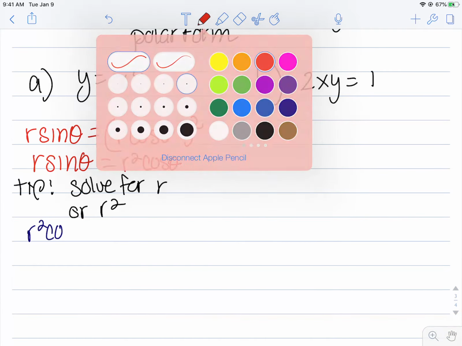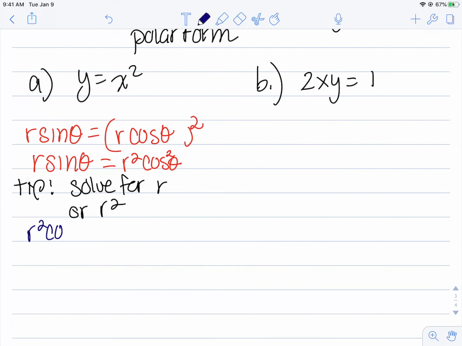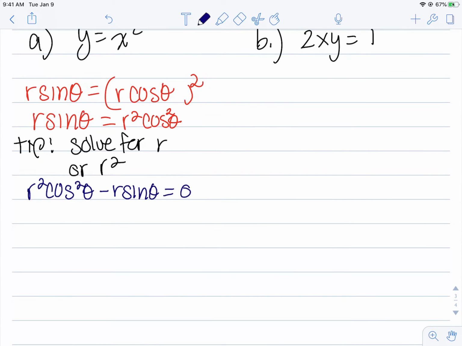Oops, and I forgot the square there. Thank you for letting me know. Thank you, guys. I know you did. You called it, a few of you. Okay, so let me get everything on one side. That equals 0. Factor out an r. So I have r times (cosine squared theta minus sine theta) equal to 0.